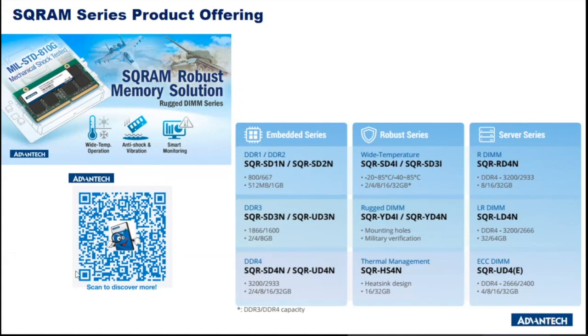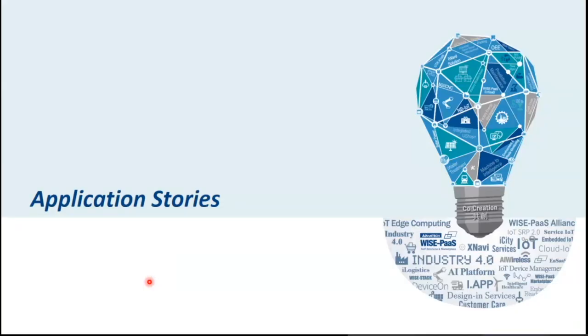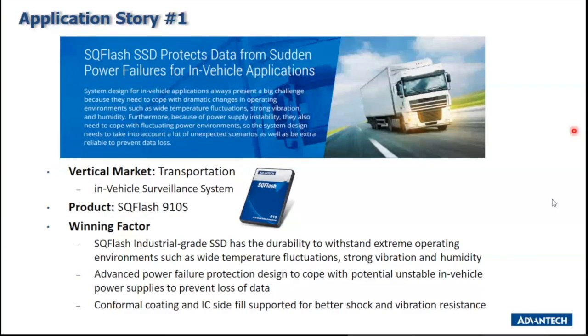Okay, for more information, you can scan the QR code here to understand further each of the detailed specifications. And finally, I would like to show you some of our application stories for your reference. The first one is for the transportation sector, using our SQFlash 910S model in a vehicle's surveillance system. Okay, why do customers choose SQFlash?